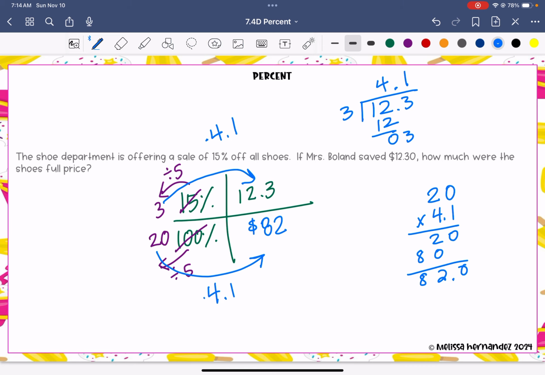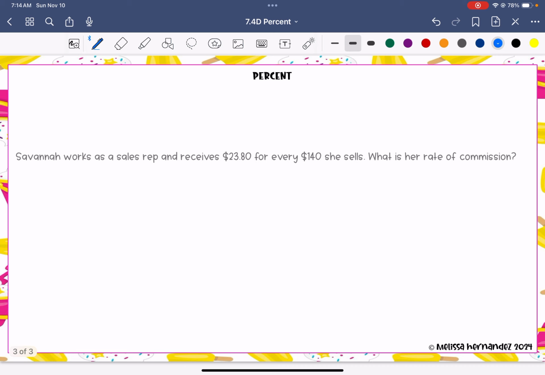All right, let's go to our next problem. Savannah works as a sales rep and receives $23 for every $140 she sells. What is her rate of commission? Which you really should say percent of rate. I don't know, it's just my opinion. All right, well, I know 23 is my part and 140 is my total.